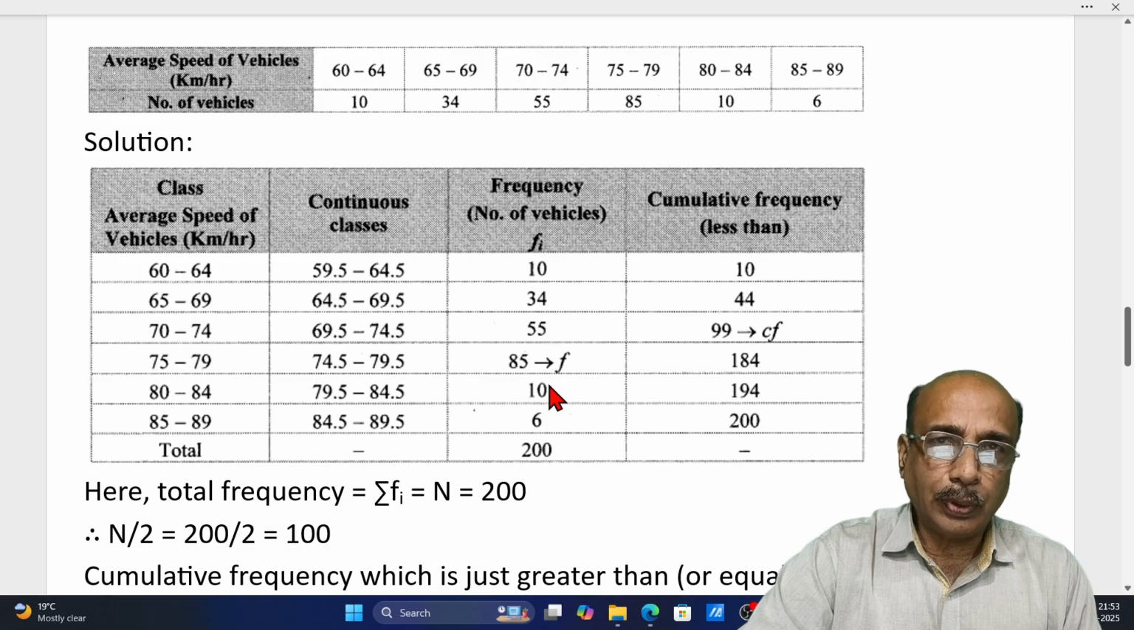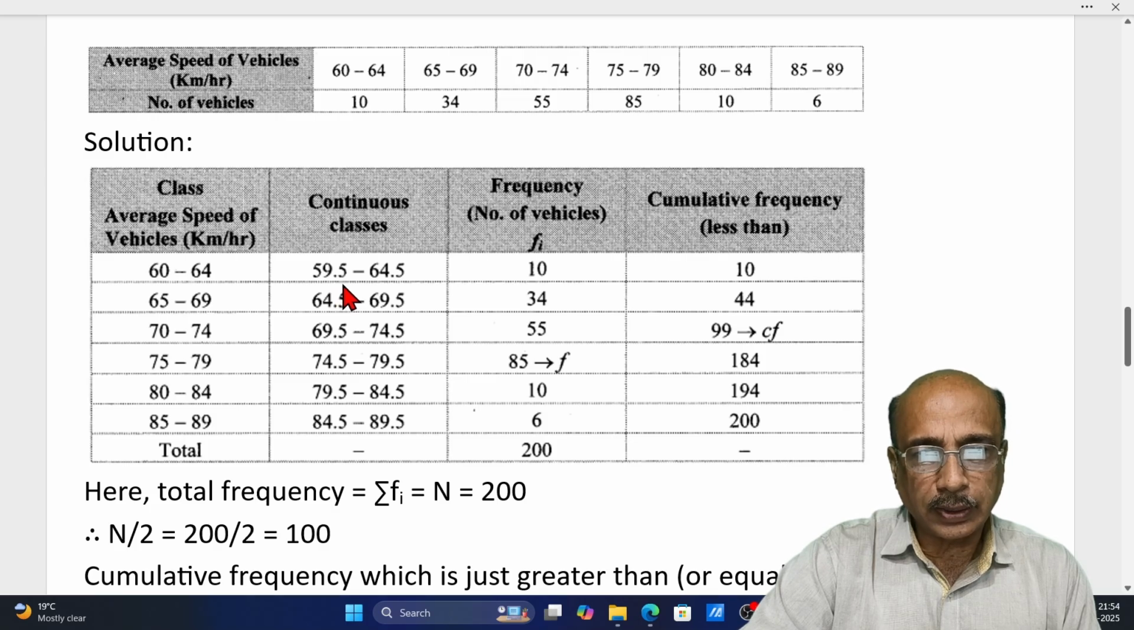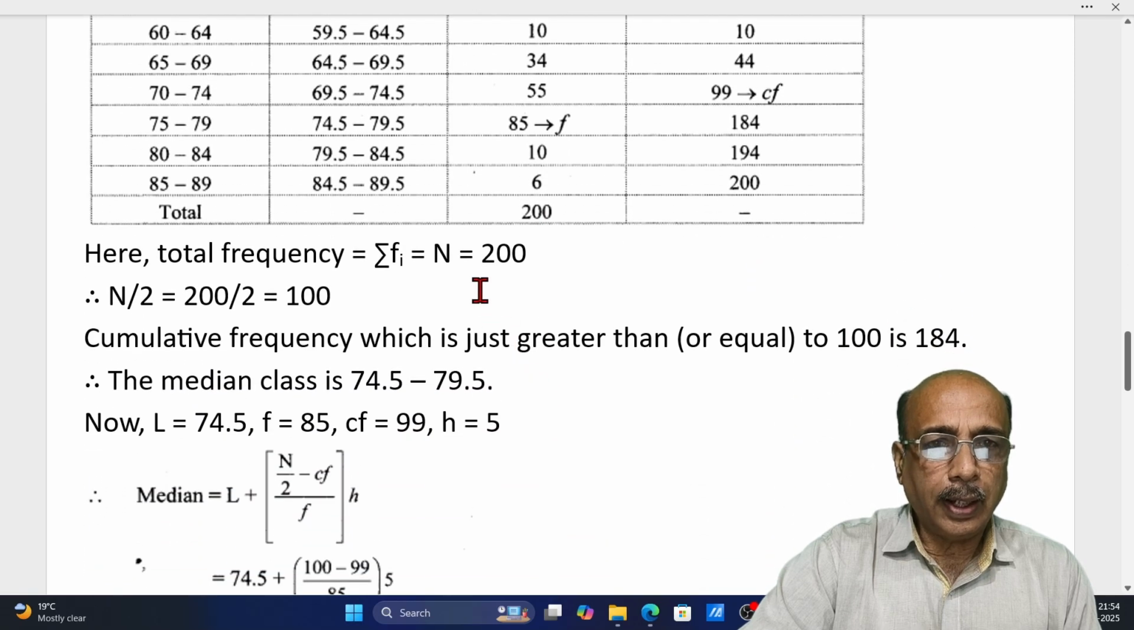Frequency, you know how to write as per the given table above. Only here we are making this class continuous as it is not given. Cumulative frequency, again you know: first it will be 10 only, and next will be 10 plus 34 is 44, plus 55 is 99, plus 85 is 184, plus 10 is 194, plus 6 is 200. Again n equals 200, therefore n by 2 equals 200 upon 2 equals 100.